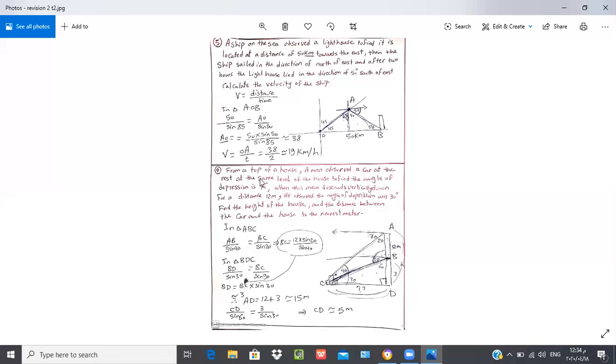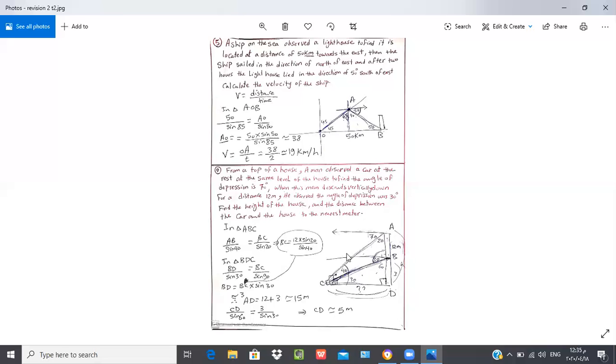Here it says: from the top of a house, a man observes a car at rest at the same level of the house, and the angle of depression is 70. He looks at the car, so the angle is 70. I draw a horizontal and put 70. When this man descends vertically down 12 meters, he observes the angle of depression is 30. This time the angle would be 30.